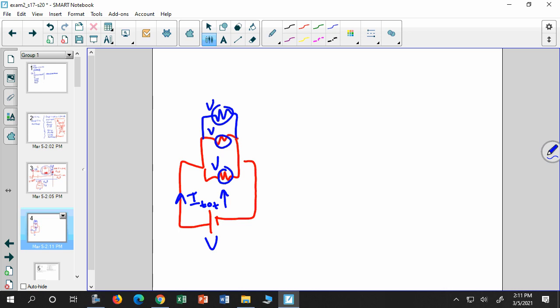But if I add resistors in series, that makes the current go down, not up. Because I'm increasing the equivalent resistance, which decreases the current. Okay?